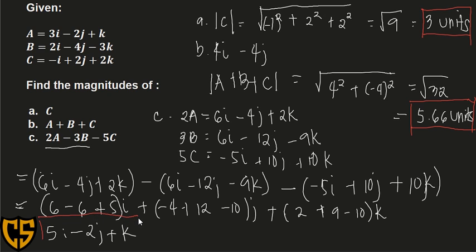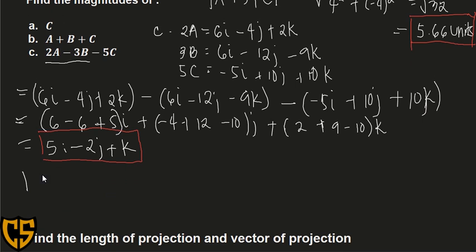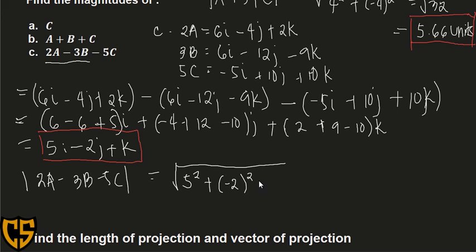Okay. Final answer natin for the 2A minus 3B minus 5C. Wala pa na po ang magnitude. So, if we are going to ask for the magnitude, we will have magnitude ng 2A minus 3B minus 5C. So, this is equal to square root sa atin. We have 5 squared plus negative 2 squared plus 1 squared. 25 plus 4 plus 1, so this is square root of 30. Square root of 30 is equal to 5.48 units.